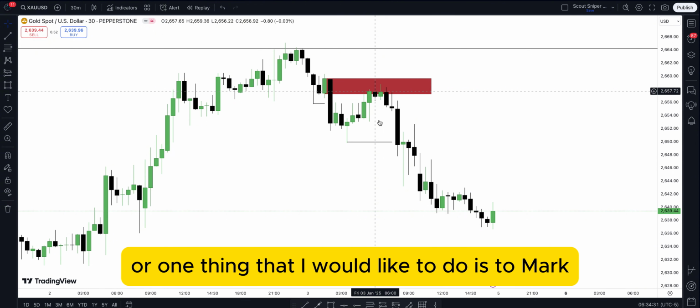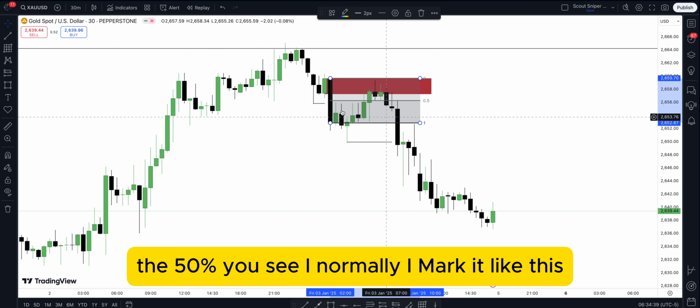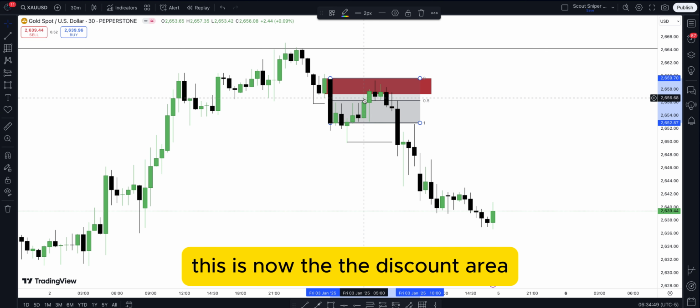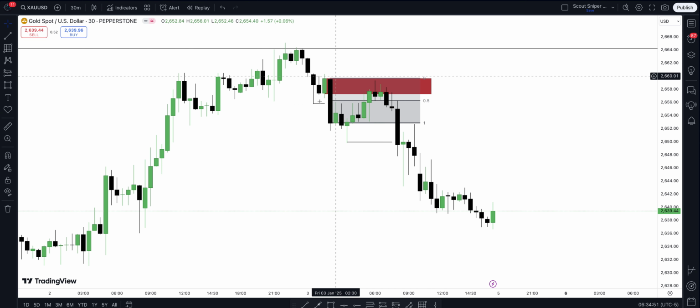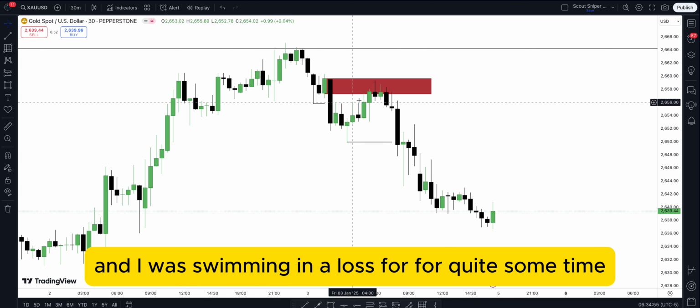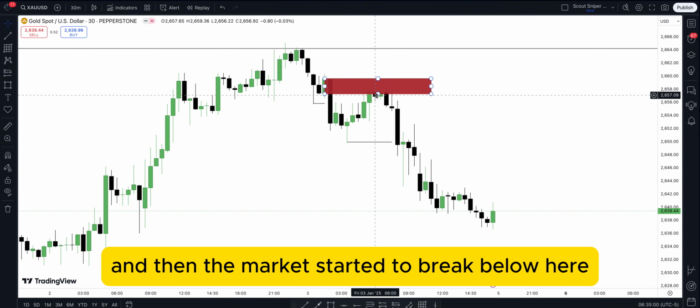One thing that I would like to do is to mark with this tool here the 50%. Normally I mark it like this, then I will enter as soon as it crosses above the 50% of this. This is now the discount area. But I entered too early and I was swimming in a loss for quite some time here. And then the market started to break below.